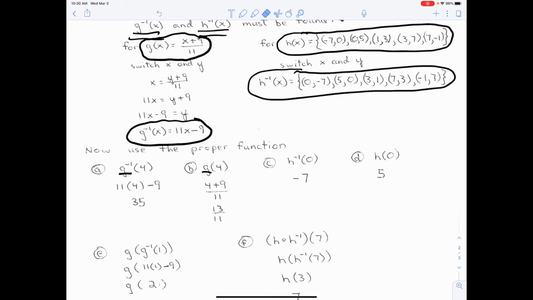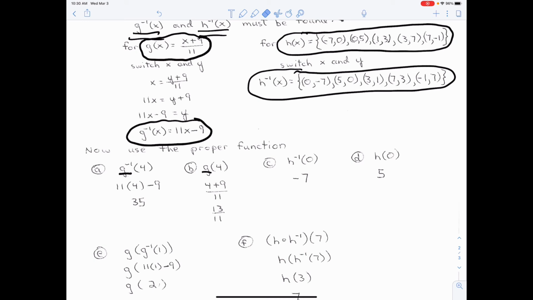Okay, for h to the negative 1 of 0, which one do we use? We use this one right here, because that's the h to the negative 1. So there's a point (0, negative 7), so the y-coordinate's negative 7. Remember, all it's asking you is what's the value of y when x is 0.